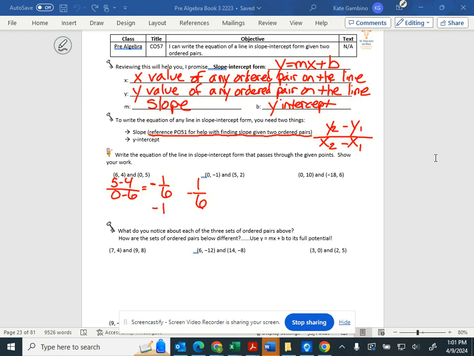You want to make sure that I can see your negative. You could do negative 1 over 6. You could do 1 over negative 6. I need to see the negative sign. Don't let it be lost in your writing, because if I don't see the negative sign easily, I'm going to mark it wrong.